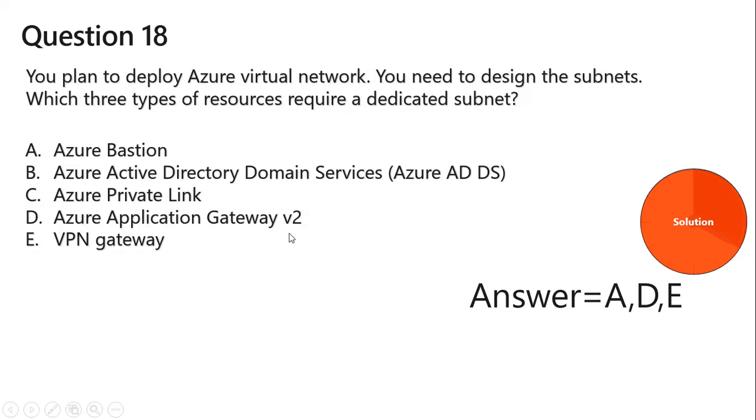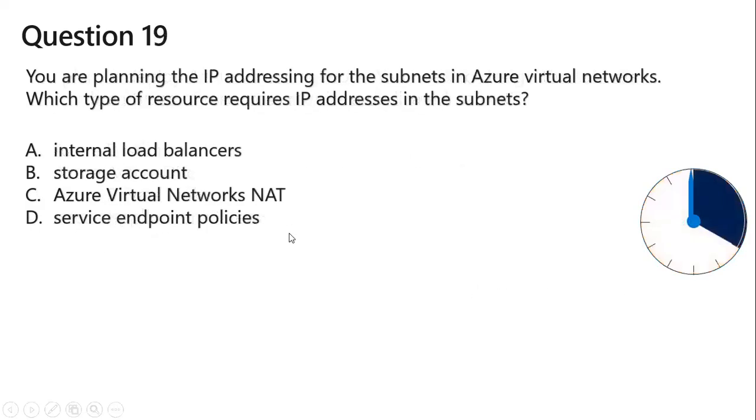That's okay. Moving to question number 19, you are planning the IP addressing for the subnet in Azure Virtual Networks. Which type of resource requires an IP address in the subnet? Internal load balancer, storage account, Azure Virtual Network NAT, service endpoint policy. So what is going to be the correct answer? Please put it on the chat.